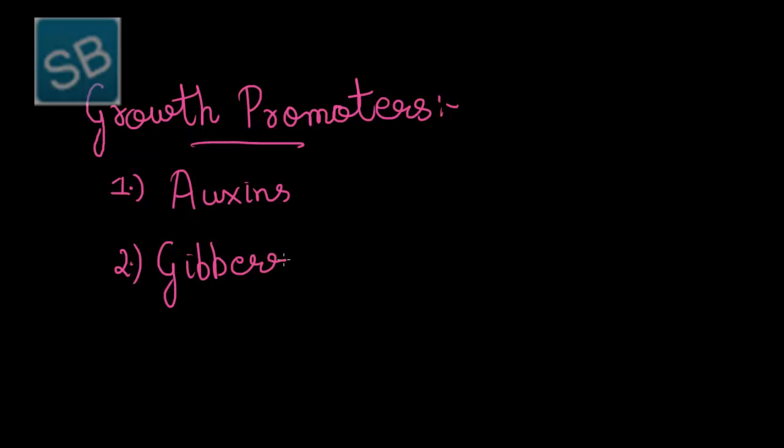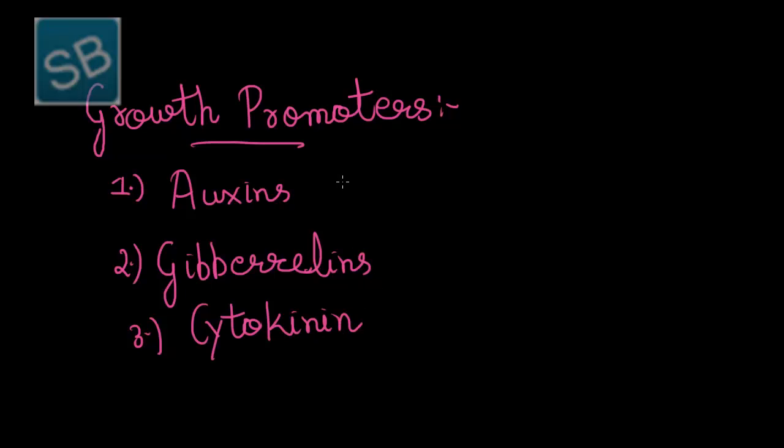Now let us start our study with the growth promoters. As described earlier, growth promoters are the chemical substances which help in initiating and stimulating the growth and development within the plant. Thus, there are mainly three types of growth promoters. First, auxins. Second, gibberellins. Third, cytokinin. So let us begin our study with the first, auxins.